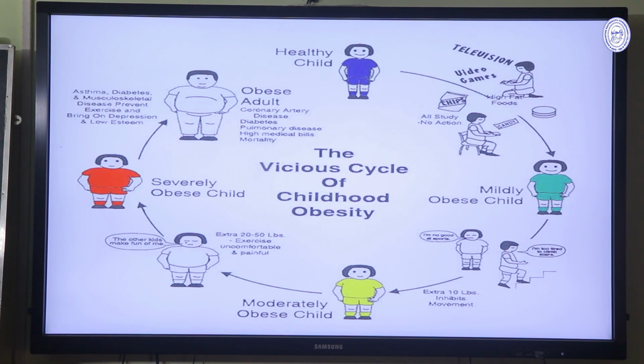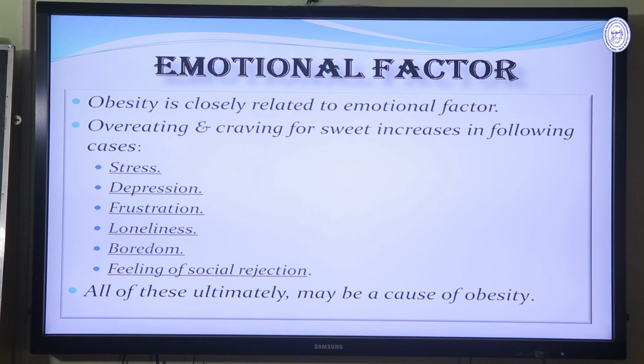So, in this way a healthy child turned into an obese child and finally into an obese adult. Some emotional factors can influence obesity. It is very closely related to our emotional ups and downs. Overeating and craving for sweet and high calorie things increase during emotional conditions like stress, depression, frustration, loneliness, boredom and the feeling of social rejection, rejection from the peer group.